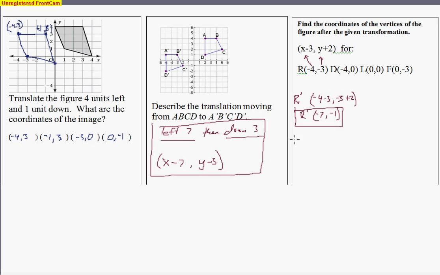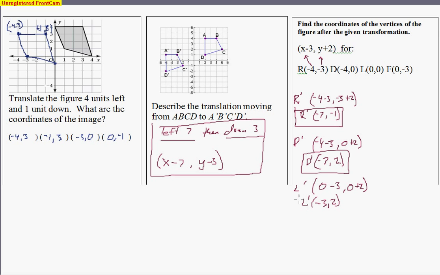And then the next one, d prime, is going to be -4, take away 3. So -4 for x this time. And then 0 for y, plus 2. So that would be -7, 2. That would end up being d prime. And then the next one, 0, 0 for L. So L prime is 0, take away 3. And then I'm going to do 0 plus 2. And so that makes -3, 2.